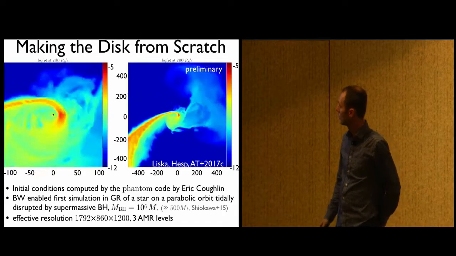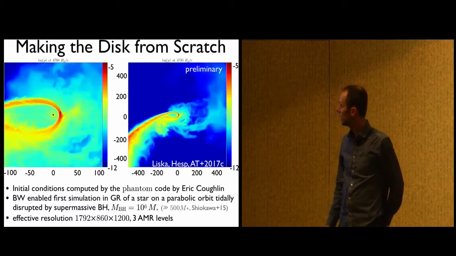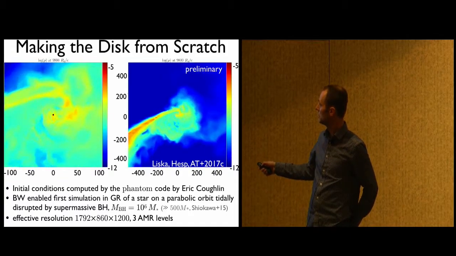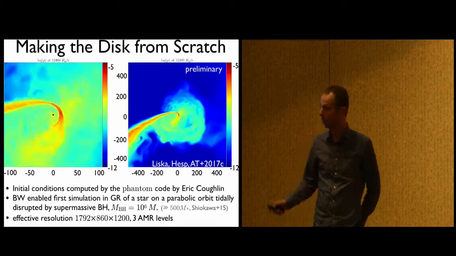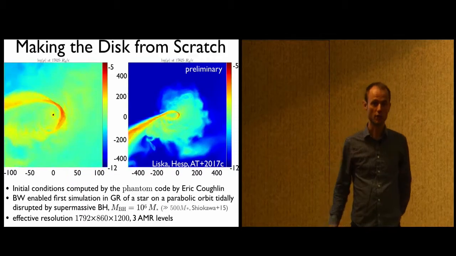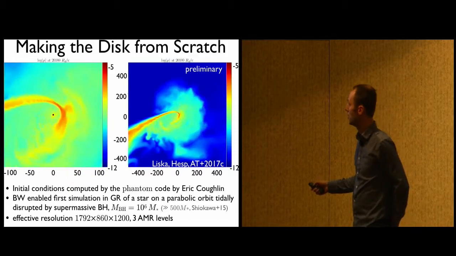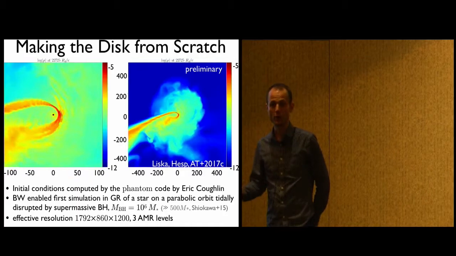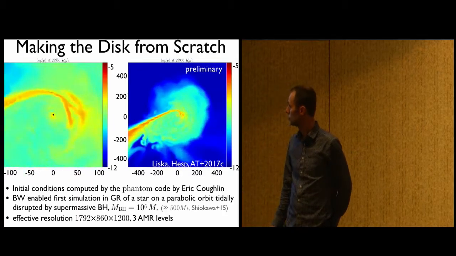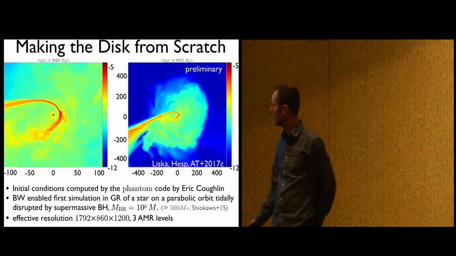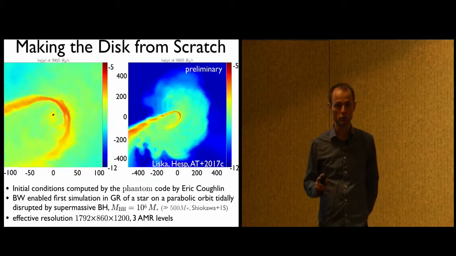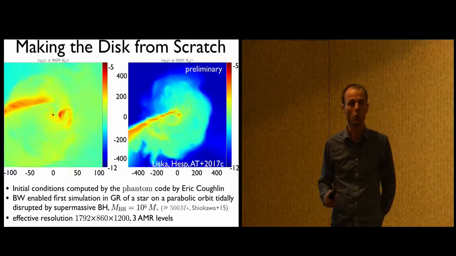Once we run the simulation, we see that interesting dynamics is happening. The stream that goes around the black hole self-intersects and self-disrupts, which, as far as I understand, was seen for the first time. And this would definitely contribute to the formation of the accretion disk more efficiently. It's a big problem in our community to understand how the disks form. This is the first simulation of a stellar disruption by supermassive black hole on a parabolic orbit.